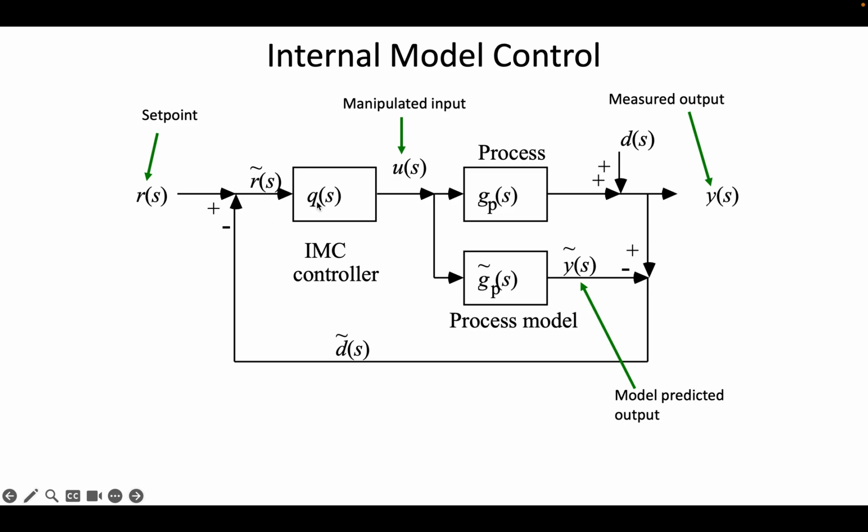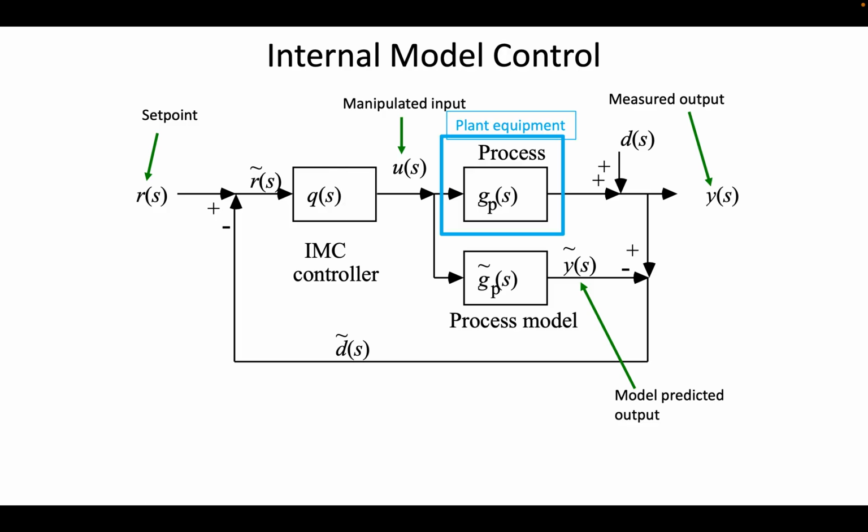So in this structure, we have an internal model controller. The output of that controller changes the manipulated input to the process and then simultaneously changes it to the simulated process model, which I'm representing as GP squiggle. The actual measurement from the process is denoted Y, but the model predicted output is Y squiggle. The difference between the measured output and the model predicted output is what is sent back as an estimated disturbance to compare with the set point, and then that modified set point is sent to the internal model controller.